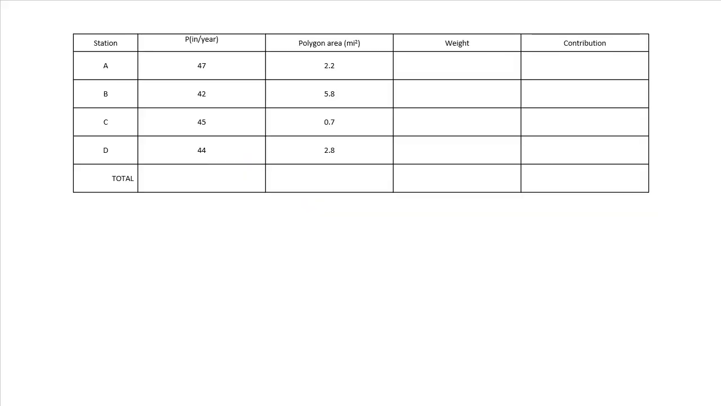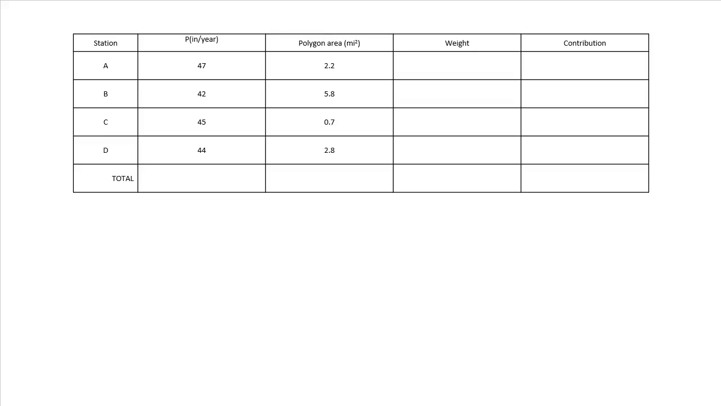So here I've got the stations. These are the values of precipitation measured at those stations, and these are the areas. I just sort of estimated, did some kind of estimate based on the solution I showed you over here.